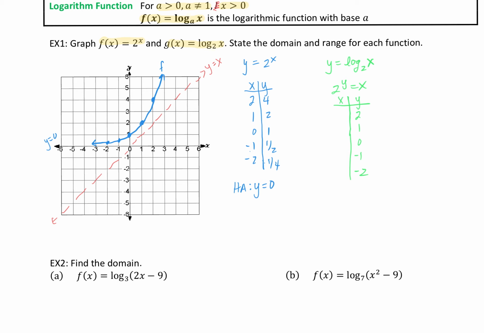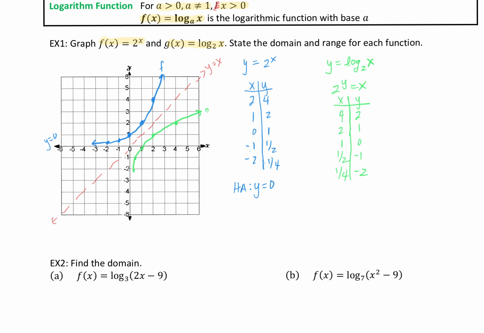and then see what the x is. So if I put 2 in for y, I get 4 for x. 1 would give me 2, 0 gives me 1. Negative 1 would give me a half. And then I have 1/4. So far, it's doing exactly what I think it should do. Notice that y equal to 2 to the x, the blue graph, if I exchange the x and y values, I get my green graph, which is my log function. Let's go ahead and graph those points. We have (4, 2), (2, 1), (1, 0), (half, negative 1), and then 1/4 would be negative 2.